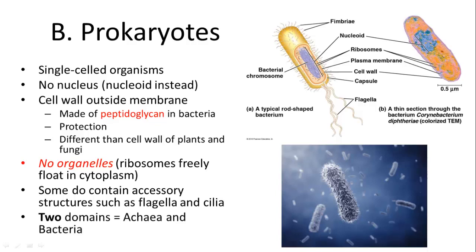There are three domains. So the domains are the major classification groups of living things. So there are three of them. Two out of the three, archaea and bacteria, are prokaryotic.